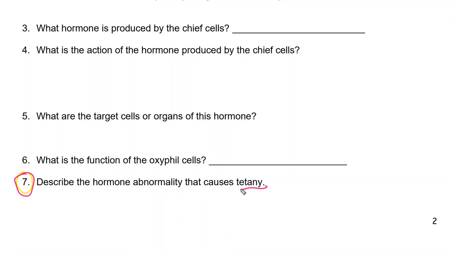Tetany is muscle rigidity, and so think about the hormones created by the parathyroid gland, by the chief cells of the parathyroid gland, and how that might affect muscles. And I'll tell you something, calcium is a part of that.